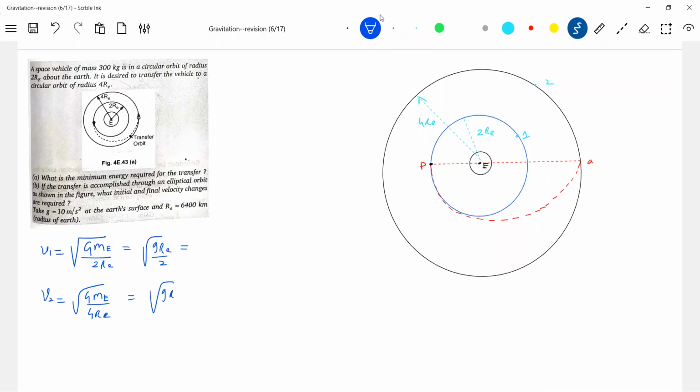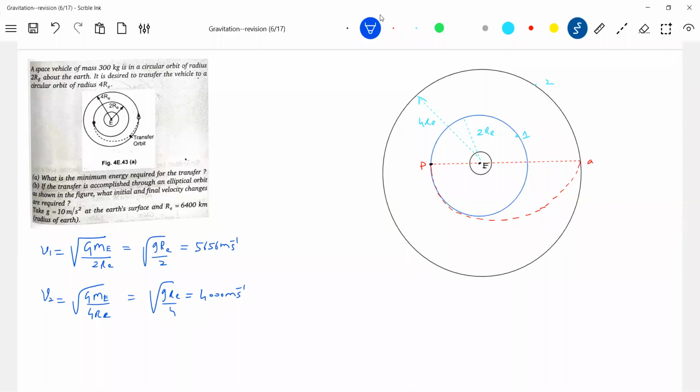So root of GRE by 4. G, radius of the Earth. This I solved in junior class, that I am having as data. Last week, the gravitation chapter was there. Okay, this much of orbital speed are there.